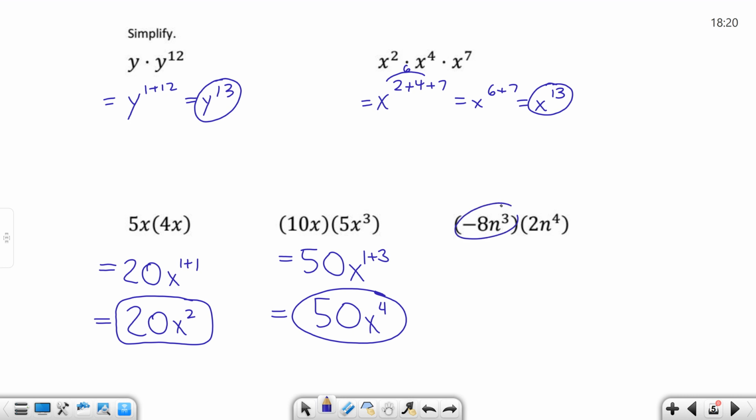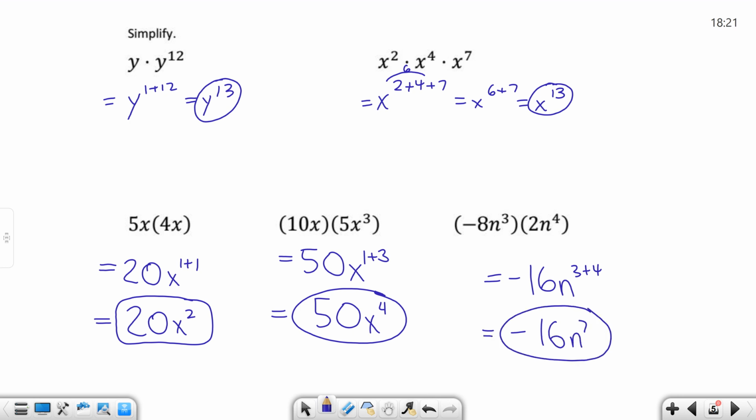So then here, again, one term and one term. I know there's a minus here, but that's a leading negative, so it doesn't change the fact that it's one term. It's still just one term. So a negative 8 times a positive 2 is negative 16, right? A negative times a positive is negative, and 8 times 2 is 16. And then we have n to the 3rd and n to the 4th. They're like bases, so we say 3 plus 4 on the power. So negative 16 n to the 7th power. And that's our final answer for that one.